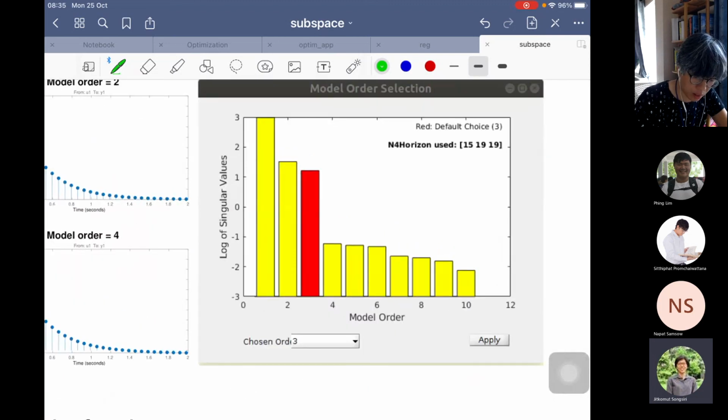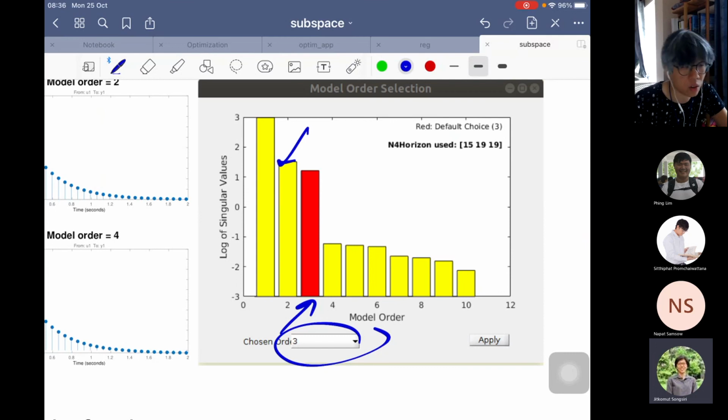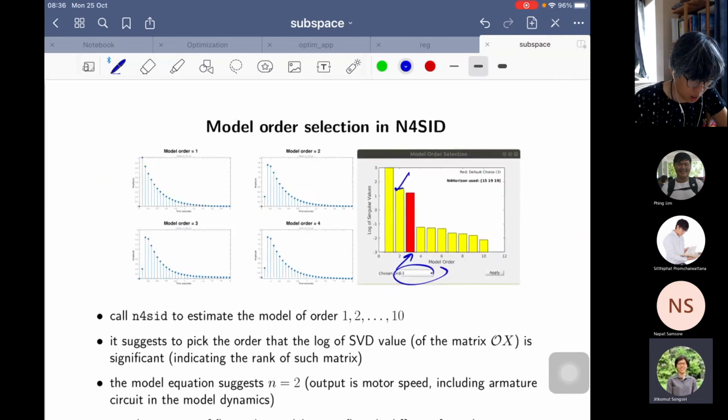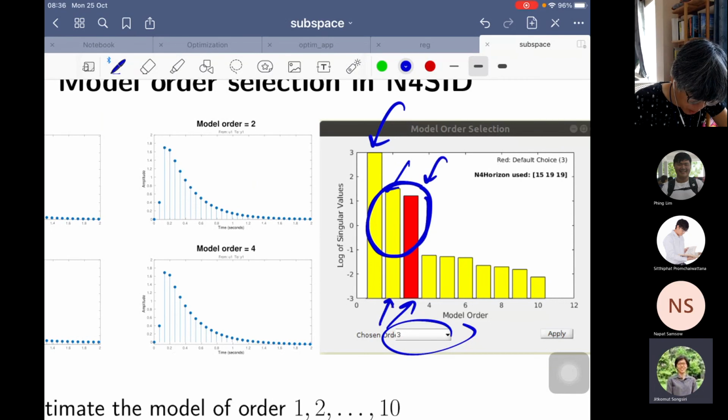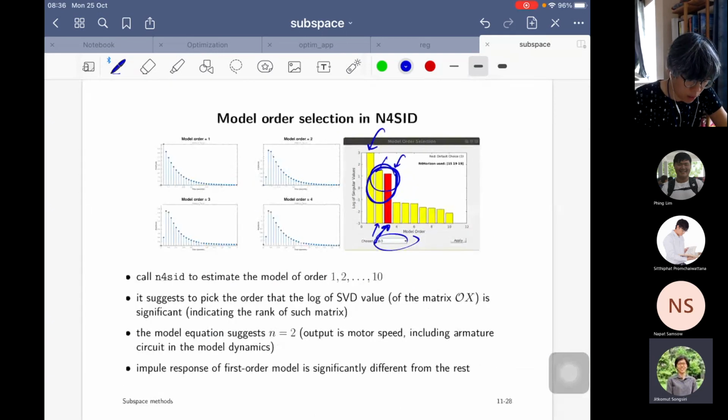And here, as a user, you can decide yourself if you're going to use the one suggested by the algorithm, or you can specify yourself and select another one. You can select second order as well. But you shouldn't pick the first order, because the singular values at the second order and the third order are still significantly high.